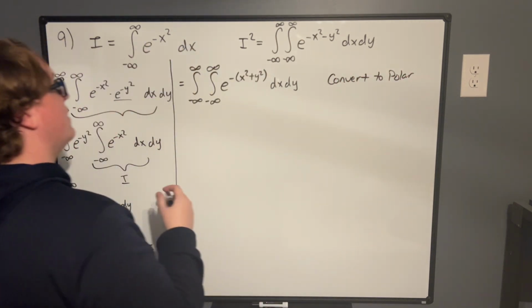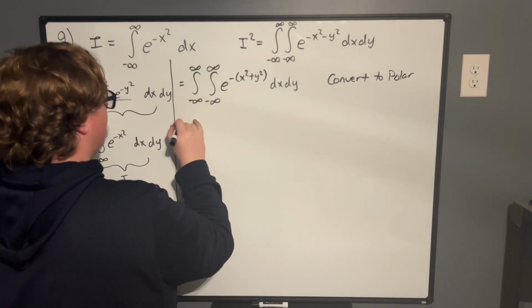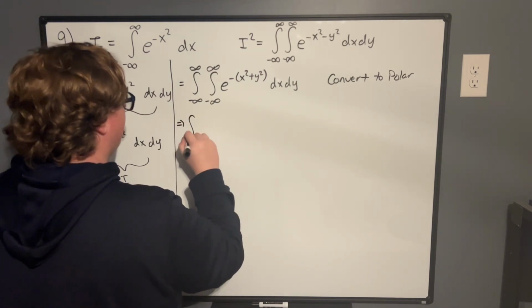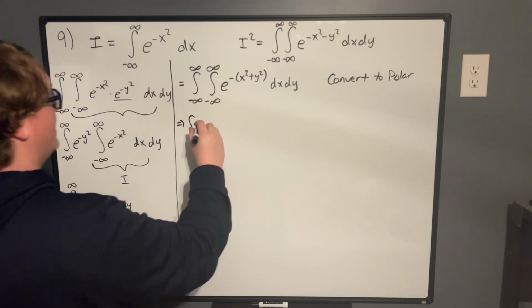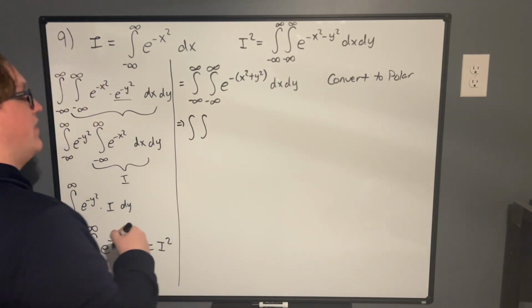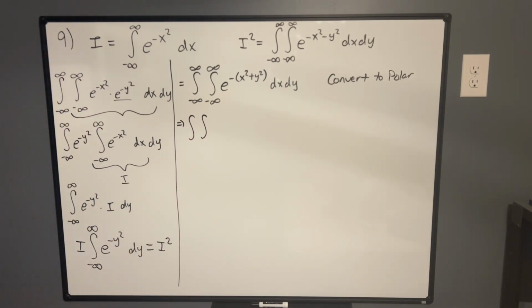So convert to polar coordinates. We just want to look at our bounds. So what I'm going to do is use the radius on the outside integral and theta on the inside integral. If we're integrating from negative infinity to infinity on both x and y, that means we're really integrating the entire coordinate system.